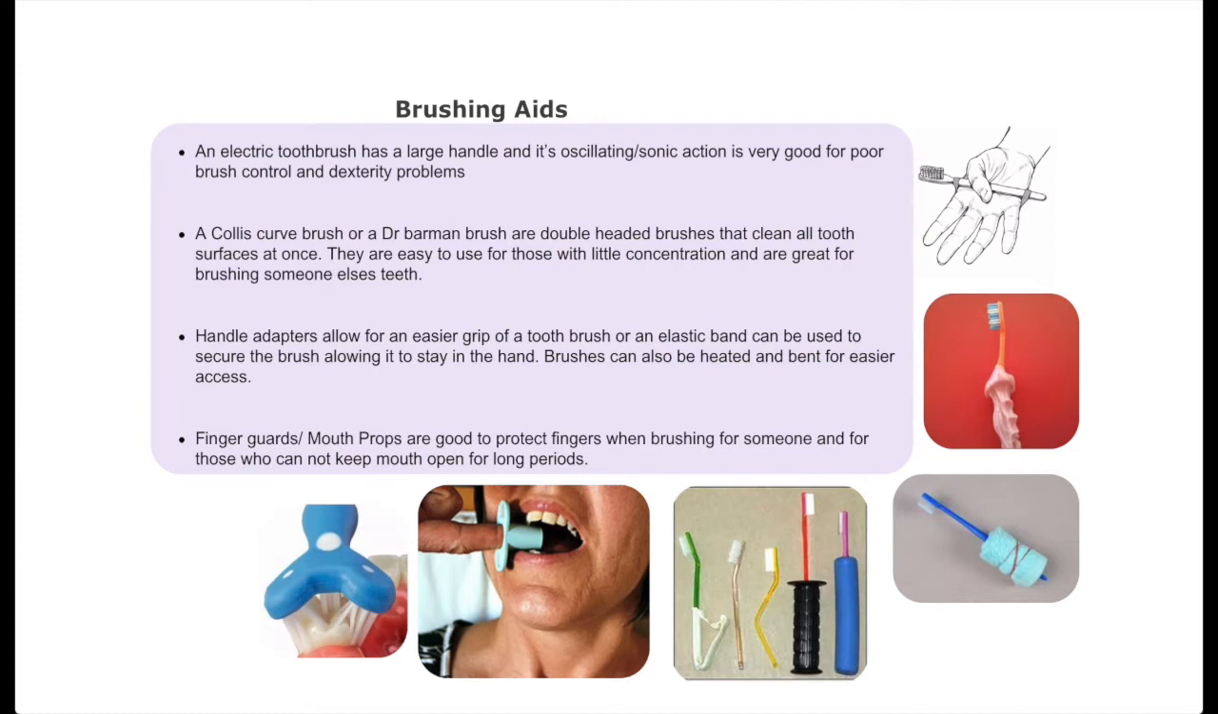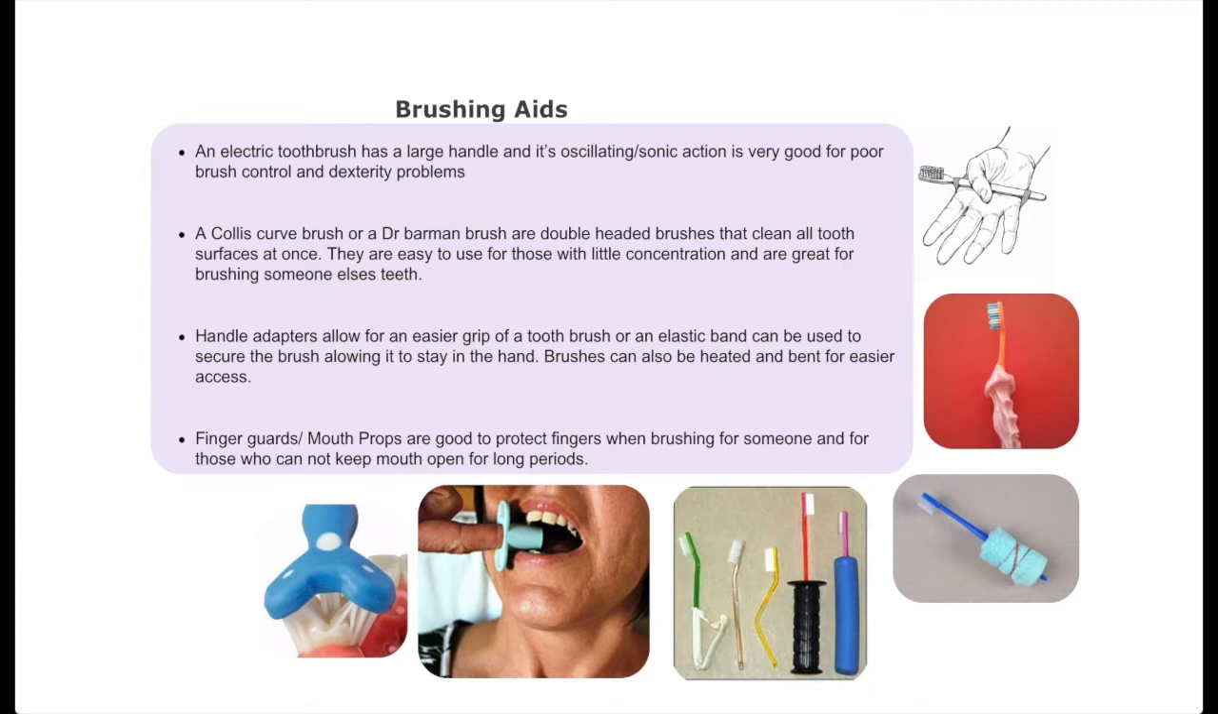There are also specialist manual brushes available with multiple heads that clean all tooth surfaces at once. They are great for when opportunity is limited, such as cooperation issues or difficulties in keeping the mouth open for long periods. Normal brushes can be adapted with a cloth and bands, pipe lagging, or handle grips to allow a person to hold the brush more easily. Brush handles can also be heated and then bent to adjust the position of the head.